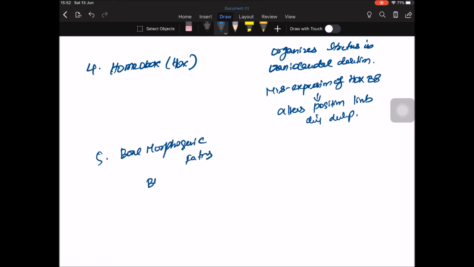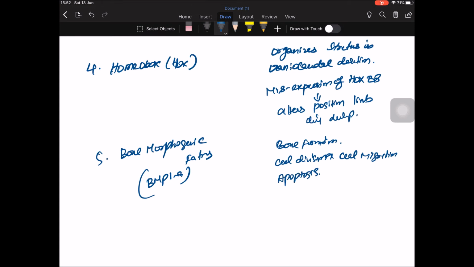The fifth one is bone morphogenetic factors, BMP 1 to 9, which help in bone formation, cell division and cell migration, and apoptosis.